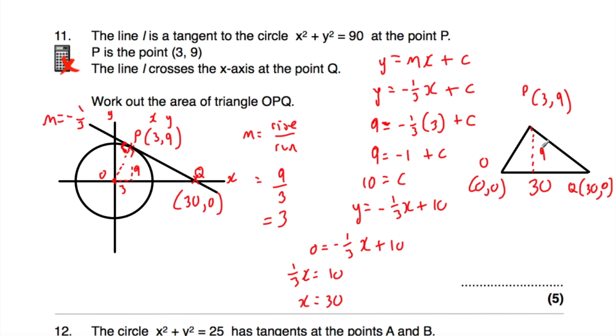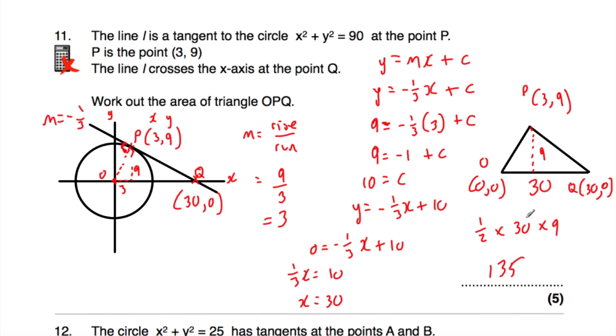So if we want to find the area of this triangle, we're going to do half the base times the height. So we're going to do a half times the base, which is 30, times the height, which is 9. And 30 times 9 is 270, and half that would be 135. So the area of triangle OPQ is 135 units squared, or just 135. You can just leave it as that, and that's it.